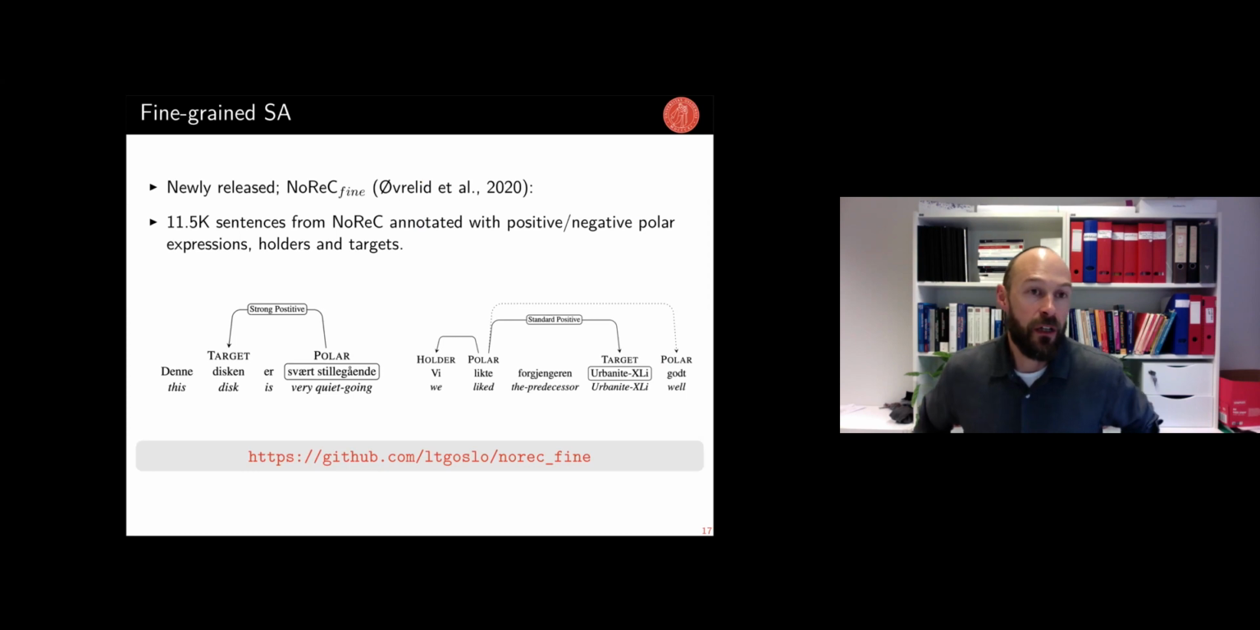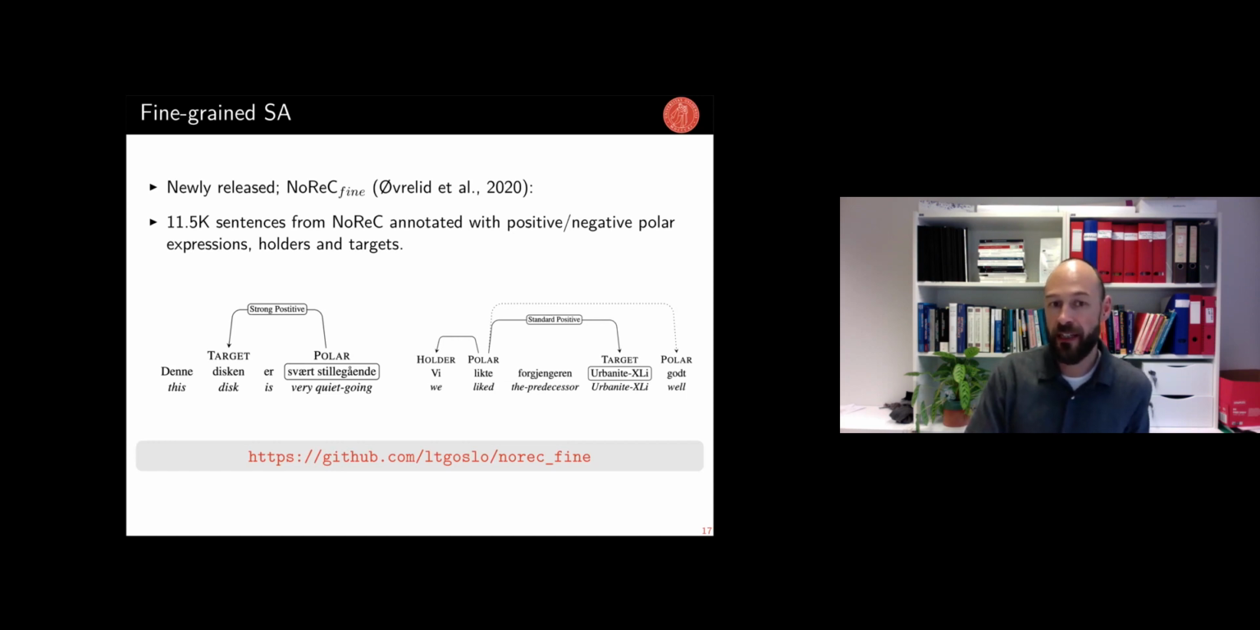But we've also moved on to add more fine-grained annotations to this dataset. Earlier this year, we released a dataset called Norwegian Fine, where we took a subset of 11,500 sentences from this review corpus and added some manually annotated information about the actual polar expressions in each sentence and whether it has a positive or negative polarity, and also the targets of the given polar expression and the holder of the opinion. So we see some examples here of what the annotations look like. Denne disken svært stillegående.